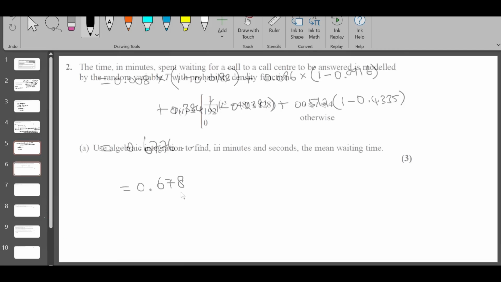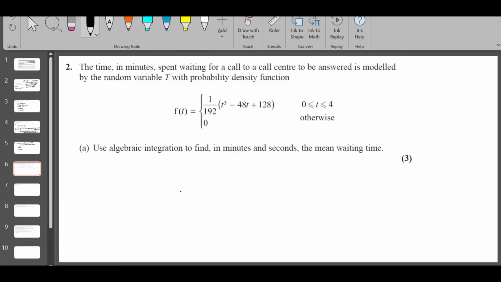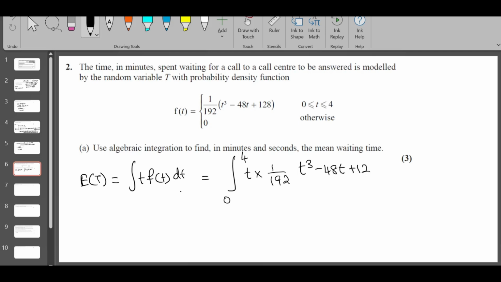That's all. Question number 2 now. The time in minutes spent waiting for a call to a call center to be answered is modeled by a random variable t with this probability density function. Use algebraic integration to find, in minutes and seconds, the mean waiting time. The mean waiting time is E of t. The formula is the integral of t times f of t dt. So the integral, with limits 0 to 4, of t times f of t, which is t cubed minus 48t plus 128, dt.